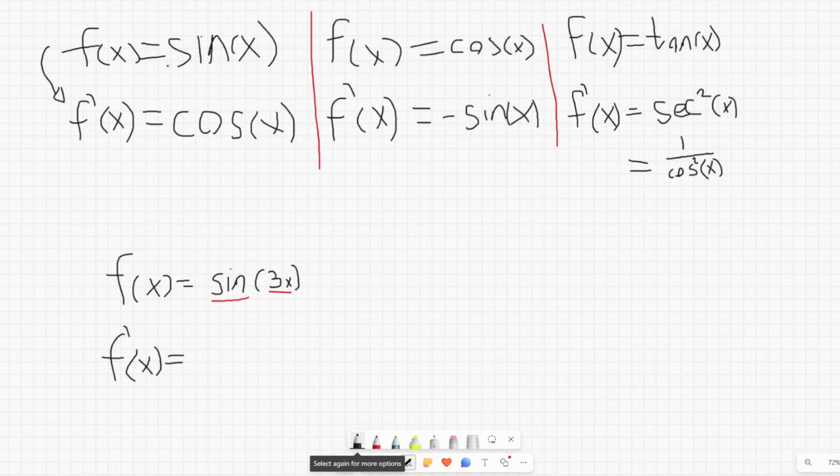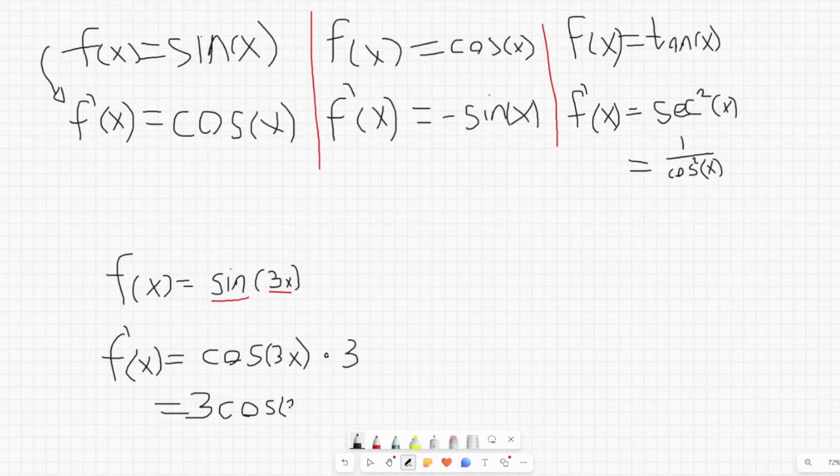So the derivative of sine is cos. So cos 3x times derivative of 3x is 3. So the final answer is 3 cos 3x. Alright, now let's get into another one.